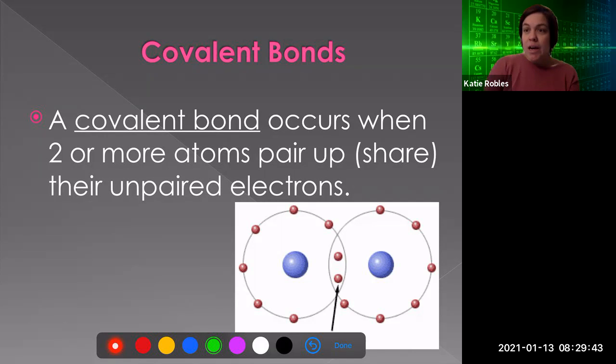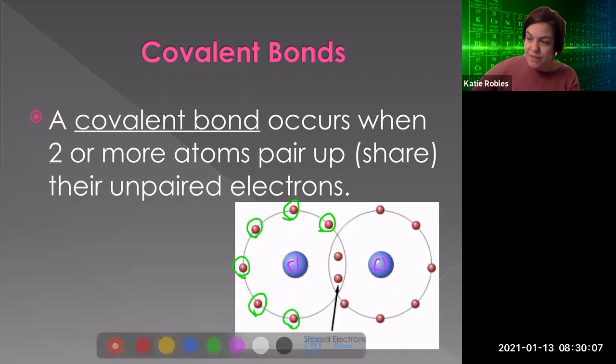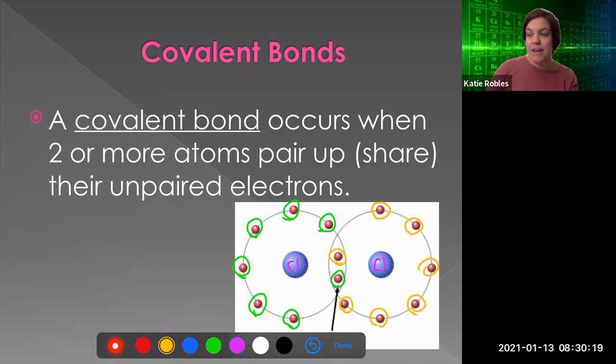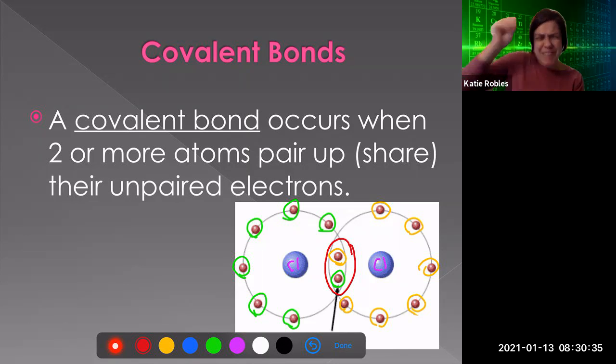A covalent bond occurs when 2 or more atoms pair up and they share their unpaired electrons. So whatever these are, because we want to give them names, let's just pretend these are chlorine atoms, okay? And the chlorine on the left has 1, 2, 3, 4, 5, 6, 7 valence electrons. The chlorine on the right has 1, 2, 3, 4, 5, 6, 7 valence electrons. This area right here is the sharing. So you can see that they each have 8 valence electrons because they've each decided they're going to share that 1 valence electron. Now this is showing them in orbitals or like in perfect little lines, but we know that electrons are kind of buzzing around in orbitals.